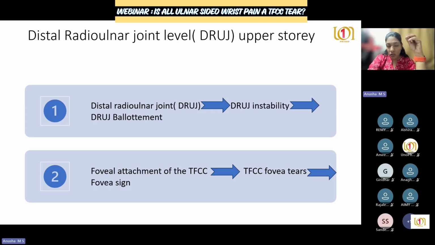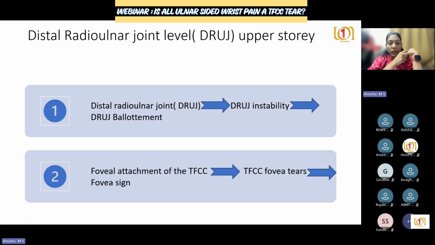If you get a patient, first you have to find out in the palpation which area has the point of maximum tenderness. If the patient complains of maximum tenderness over the upper story area, then we can differentially diagnose two conditions there. One is distal radio-ulnar joint DRUJ instability, and second is foveal attachment of TFCC injury. TFCC has a fovea, so if the fovea is affected, that can produce pain over the upper story area. So there are two differential diagnoses in the area just above the ulnar styloid.